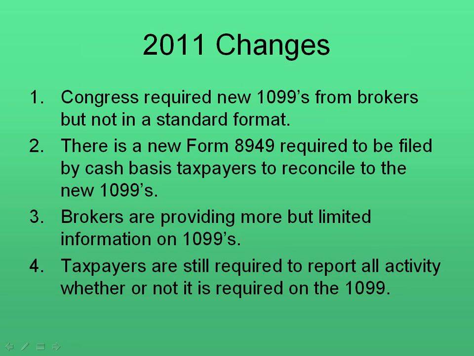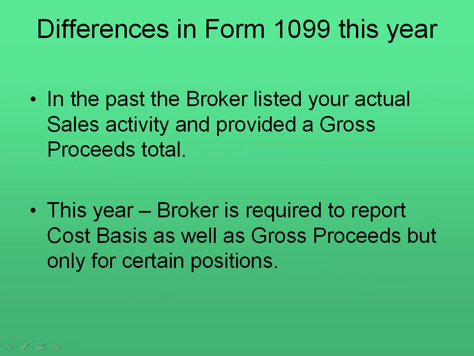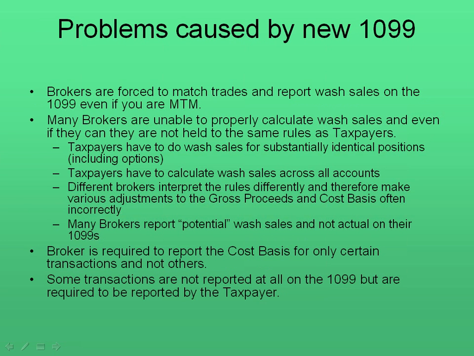Taxpayers, of course, let me go through this quickly. Taxpayers are still required to report all the activity, whether or not it's reported on 1099, and that's some of the things we're dealing with. In the past, they were only providing one number, a gross proceeds total, so it's easy to reconcile. This year, the broker is required to report the cost basis as well as the gross proceeds, but again, only for certain positions. They now have to match trades and report wash sales on the 1099, even if you're mark-to-market. Let's talk about some of the issues.